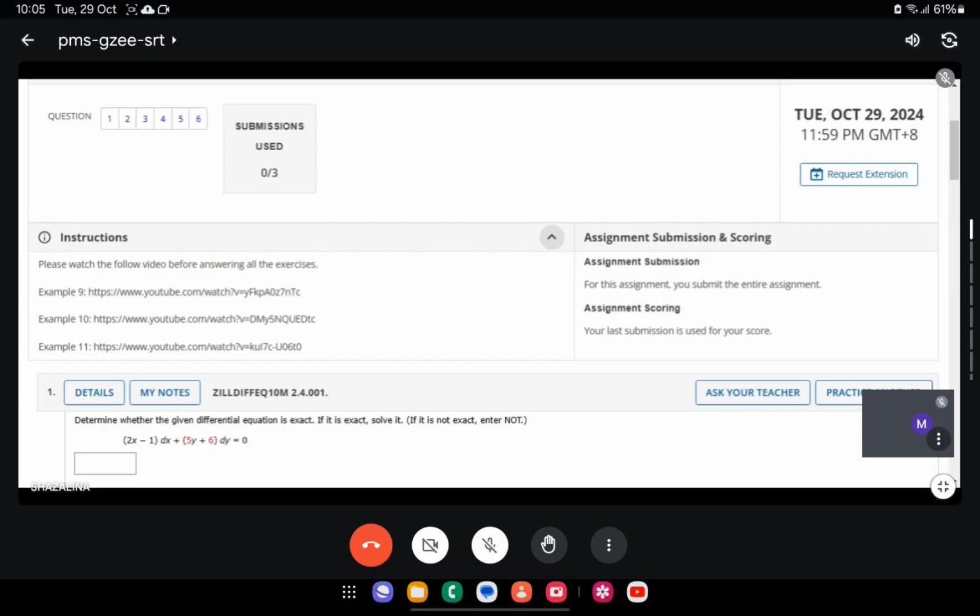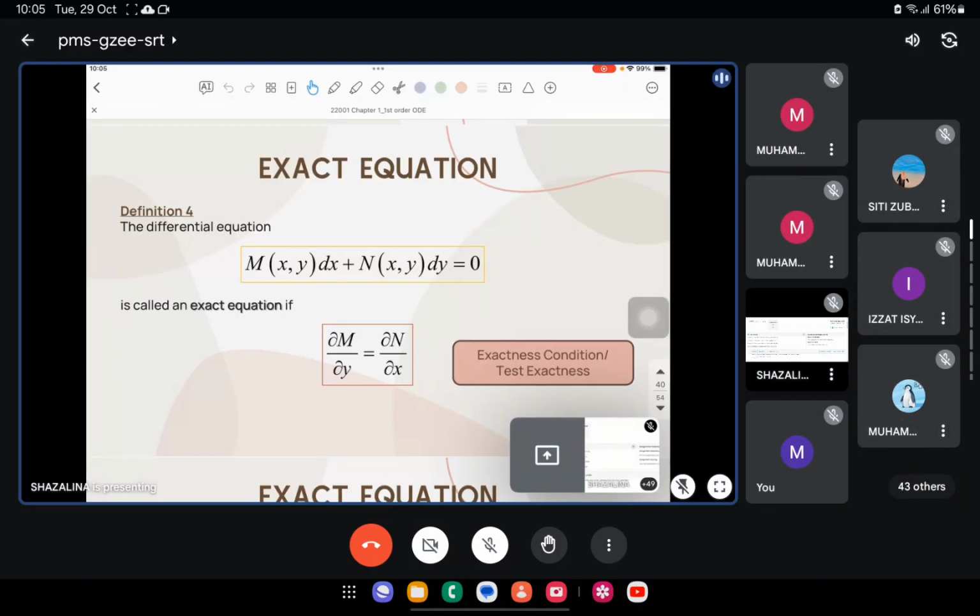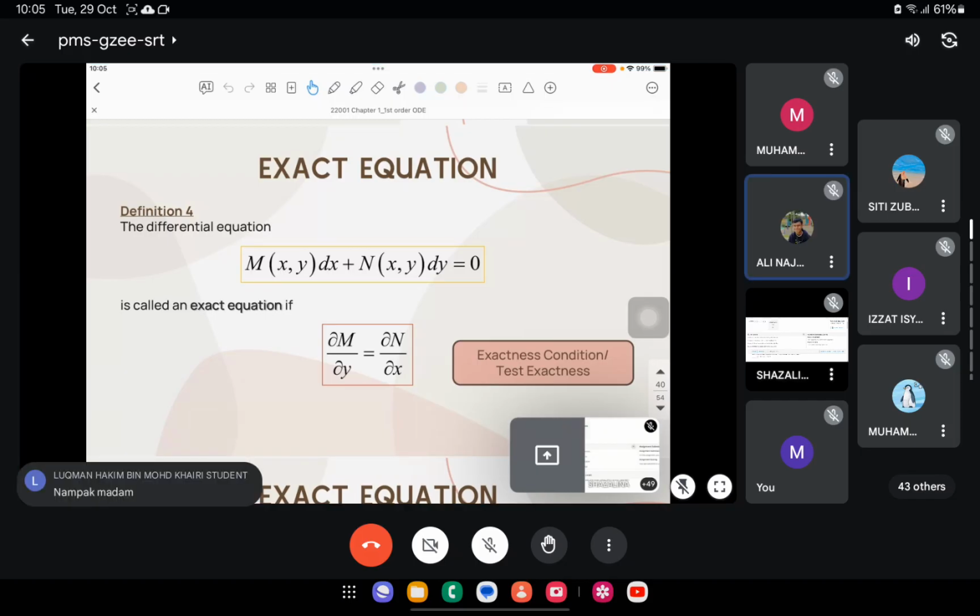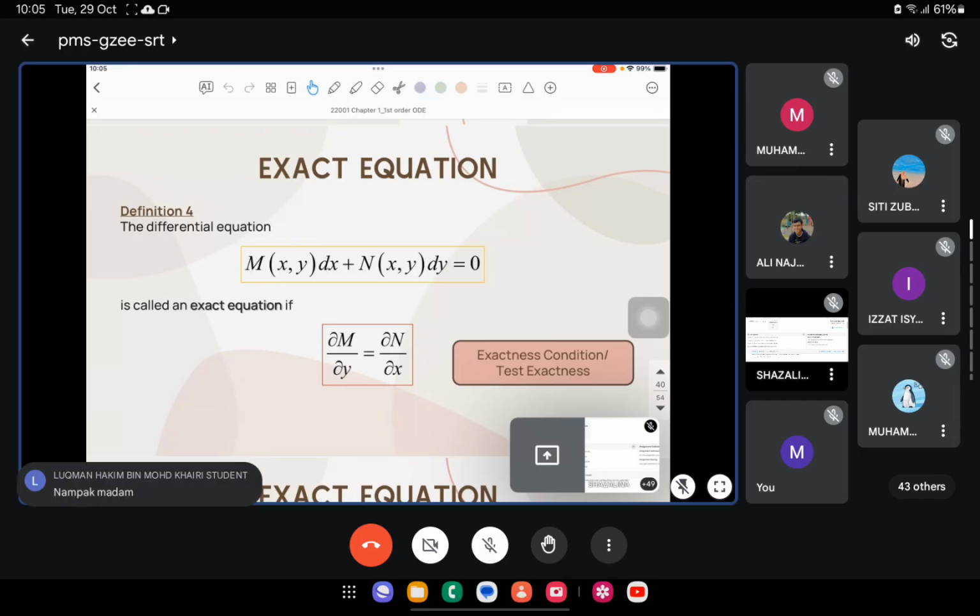Ada dua skrin, nampak tak? Saya share. Satu skrin slide, satu lagi skrin Cengage. Nampak ke tak? Both nampak? Yes, yes. Alright, okay.